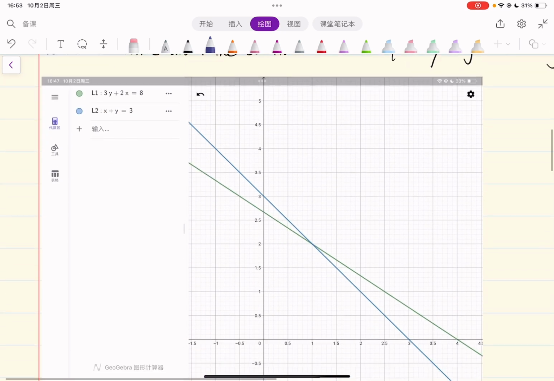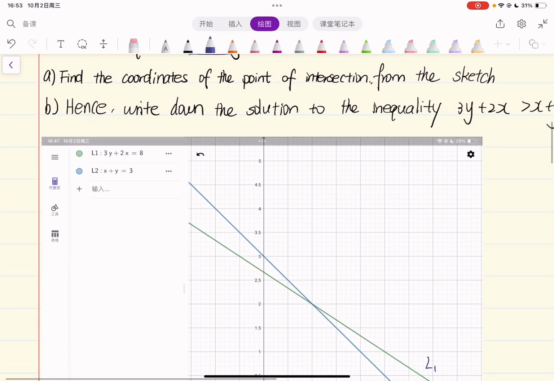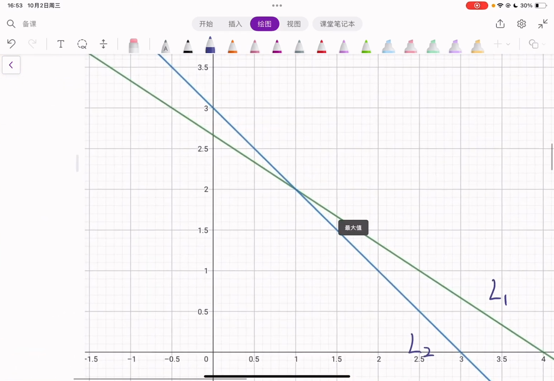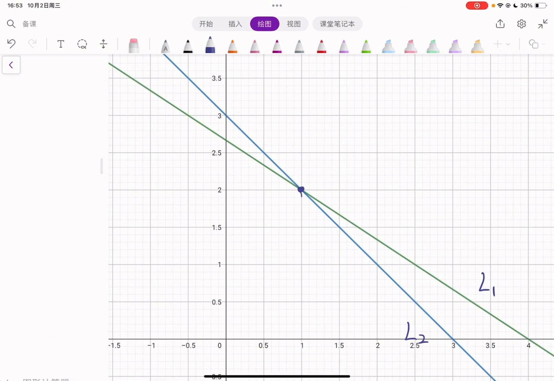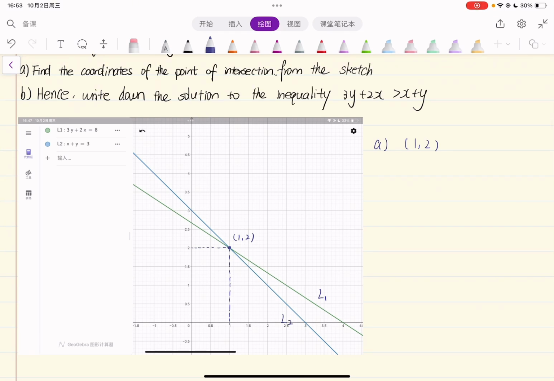So we have the sketch over here. The green one is L1, and the blue one is L2. So we need to find the intersection point. We can see that it is over here, which is x equals 1 and y equals 2. That is (1, 2). So for part A, we get (1, 2).